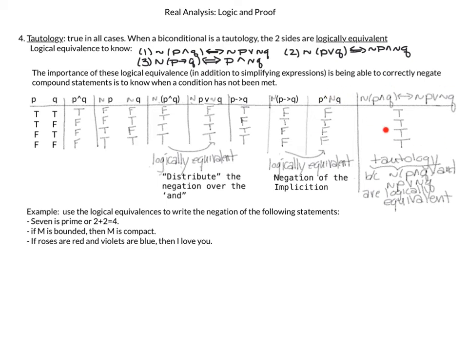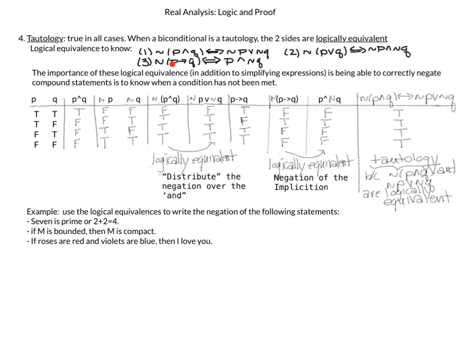Last, a tautology is if you look at not (P and Q) over here, and not P or not Q, and you do the if and only if, you'll see that the statement is always true. And it's a tautology because these two statements were logically equivalent. So a tautology is when the truth table has only true values, always evaluates as true.